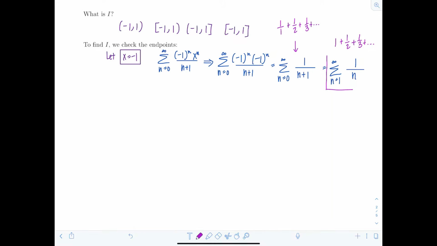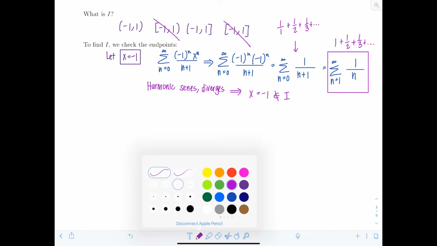Well, do you recognize this series? Yes, that's the harmonic series. So we know, since this is the harmonic series and it diverges, then that tells me that x equals -1 is not an element of the interval of convergence, okay? So for sure I know this is not going to be an option and this is not going to be an option because my interval of convergence does not include -1.